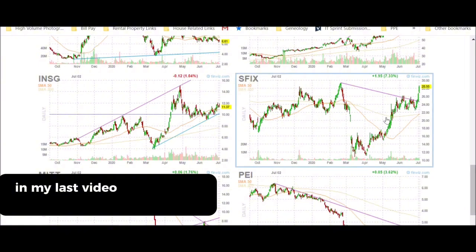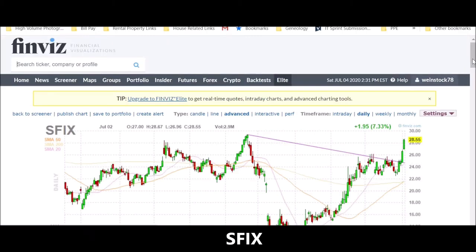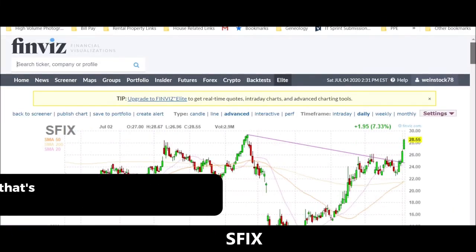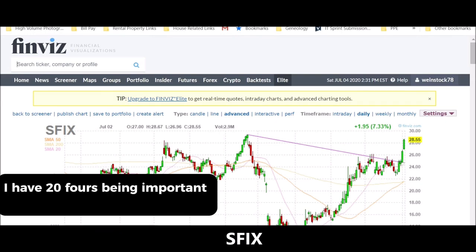In my last video about short squeezes, I mentioned Stitch Fix. I think it was around when it was 24, and you can see what's happened since then. No other reason that this should go up other than shorts covering. Let's take a look. 41% of the shares are short. That's unbelievable. So you have a lot of short covering here. It broke through this trend line here. On my charts, I have 24s being important. Let's pull up one of my charts.